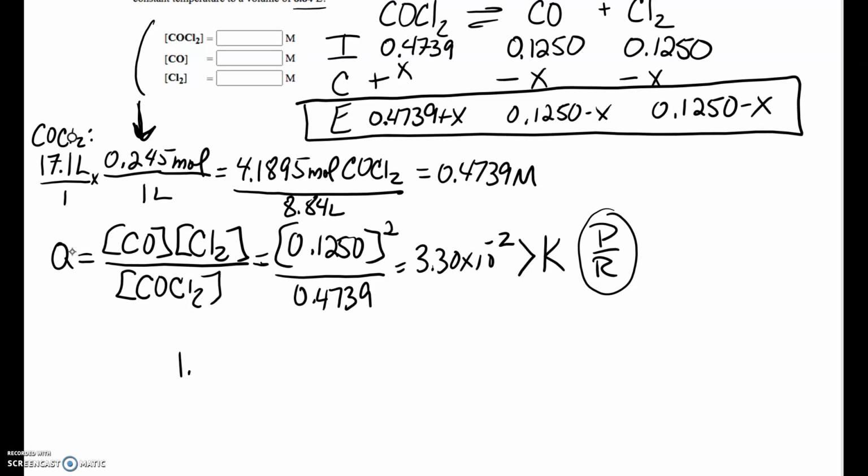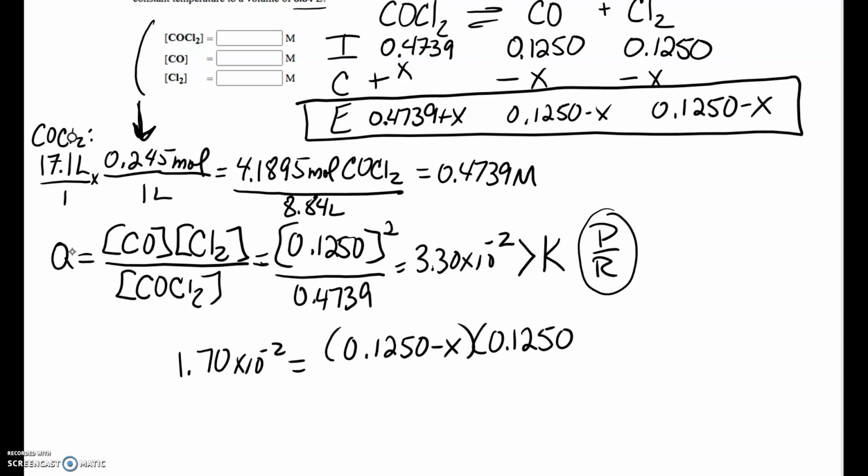Okay, so 1.70 times 10 to the minus 2 equals our products over our reactants. So this is 0.1250 minus X times the same. And I'm not going to just say squared here because I know I'm going to need to FOIL this, and it's easier to see it if I have it right out.